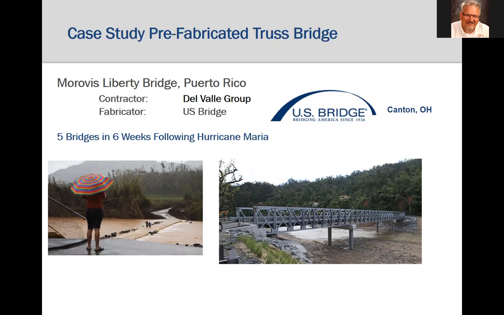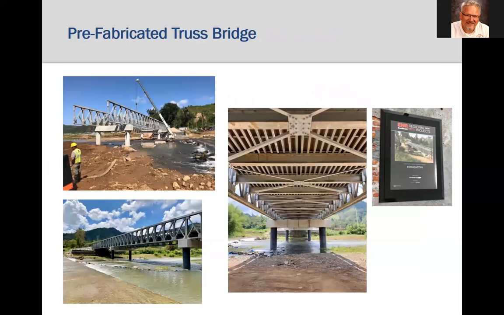This bridge is the Morovis Liberty Bridge, engineered and fabricated by U.S. Bridge and erected by Del Val Group. The Liberty Bridge can be shipped as modules in containers, quickly assembled and erected, and can be used as a quality permanent bridge as they were in Puerto Rico.